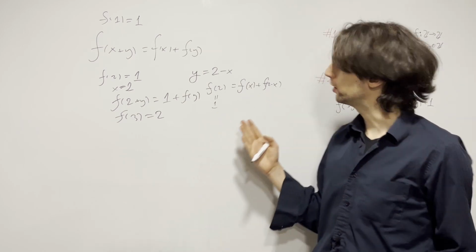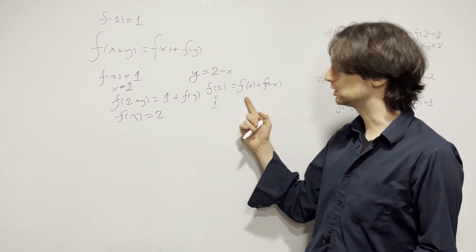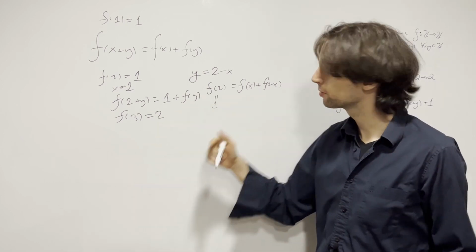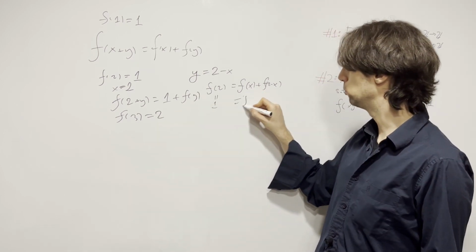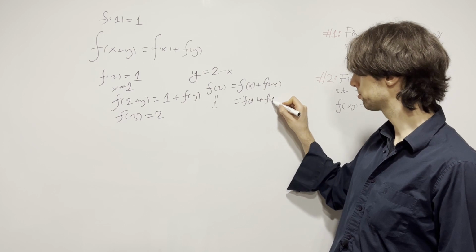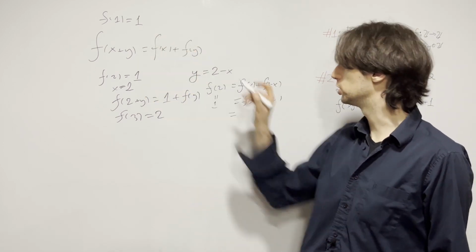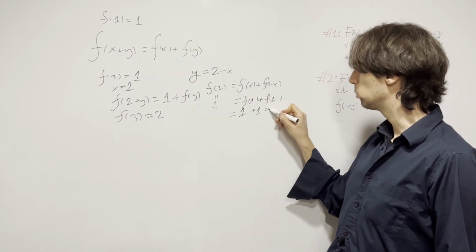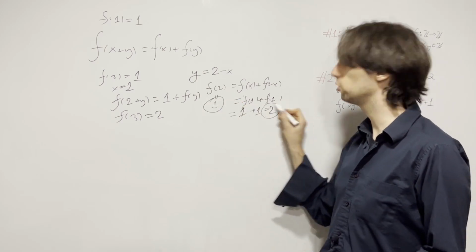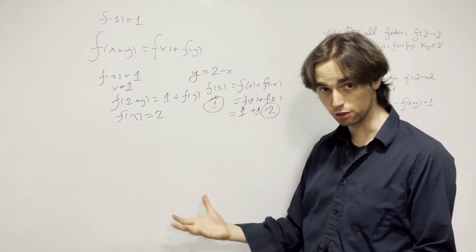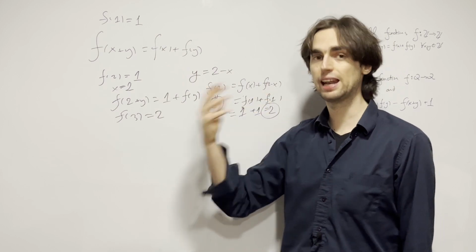Now, is this always true? Well, if we put, say, x equals 1, we would have this equal to f of 1 plus f of 1, which is equal to what? We know it's 1 plus 1, which is 2. Oh no, 1 and 2 are not equal, so this is a contradiction. So f of 2 cannot be 1.